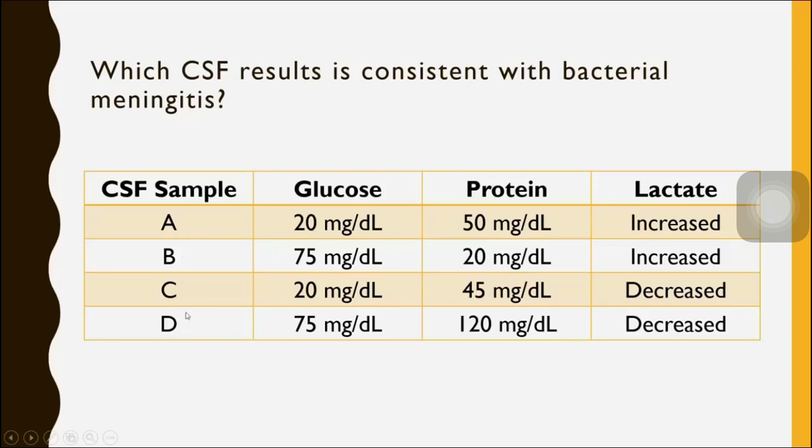Actually, pwede ka na mag-eliminate ng mga wrong answers. So we know that in bacterial meningitis, there is increased CSF lactate. So it's either letter A or B yung tamang sagot. Okay, so how will you eliminate the wrong answer? So again, in bacterial meningitis, there is a markedly decreased glucose. Okay, so markedly decreased glucose, of course, yung mababa. Okay, so the correct answer is letter A.